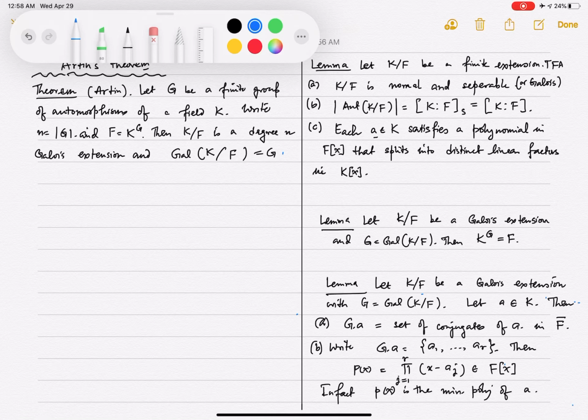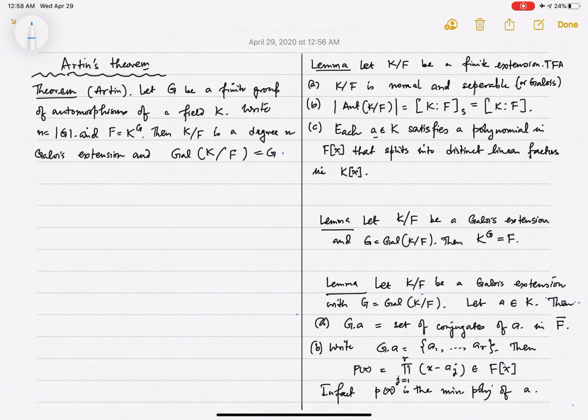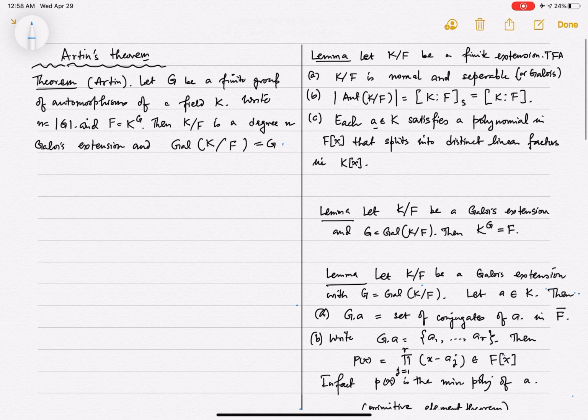Let me talk about Artin's theorem. It's really part of the fundamental theorem of Galois theory. And the proof is quite subtle, and if you unpack the proof, you realize that we are using much of what we have developed so far. And this proof is the main non-trivial part of the proof of the fundamental theorem of Galois theory. So I want to at least sketch it.